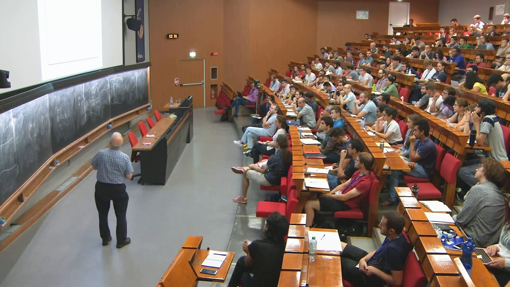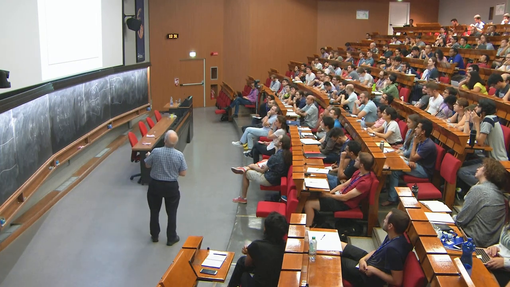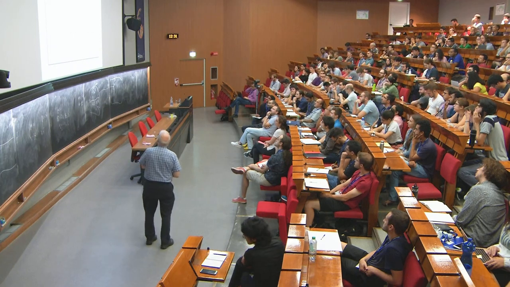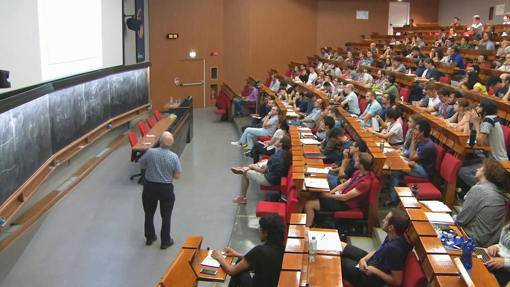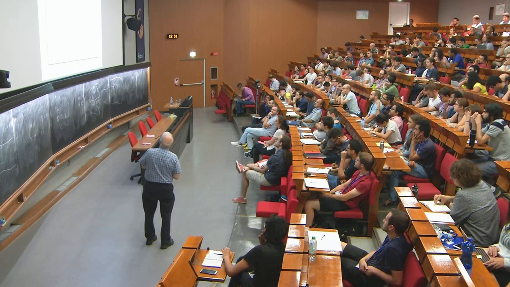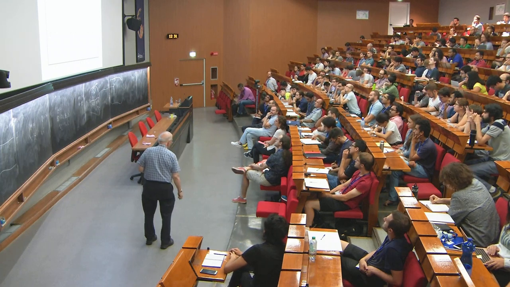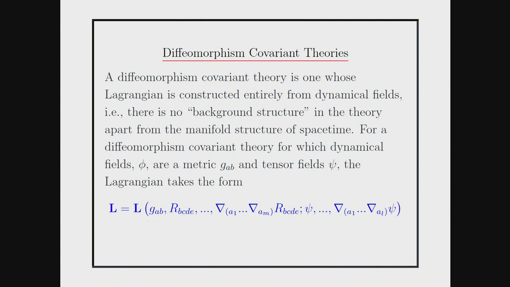Okay, well, I think the rest of this will now be easy. On to the theories that I'm interested in, which are diffeomorphism covariant theories, where the Lagrangian is entirely constructed from dynamical fields. There's no background structure. Now, I may have needed some extraneous derivative operator to write down the Lagrangian, but if I do a diffeo of all the dynamical fields, I want the Lagrangian to change by a diffeo. That actually implies that the Lagrangian can be rewritten, no matter how I first wrote it with a background derivative operator, in the form I've written here.